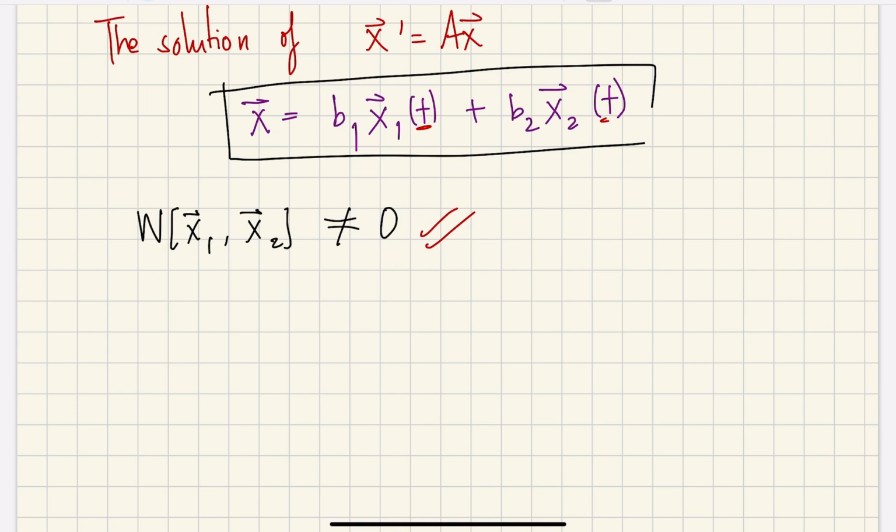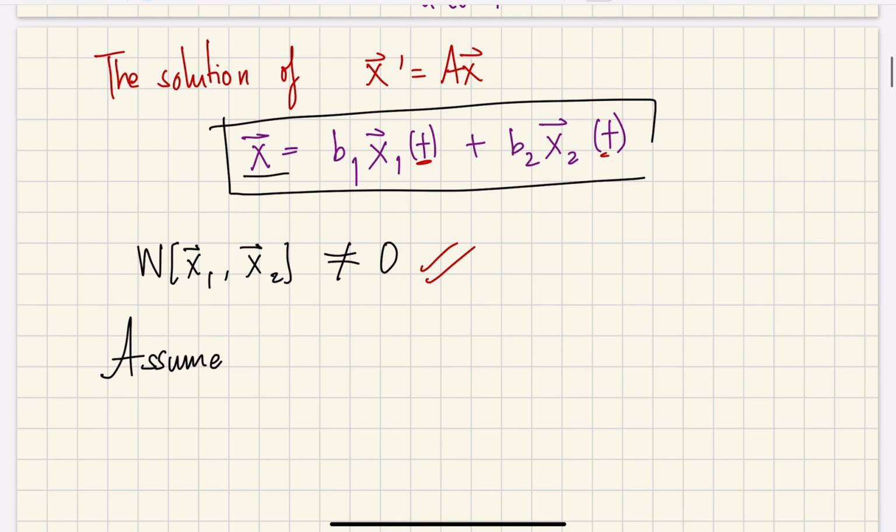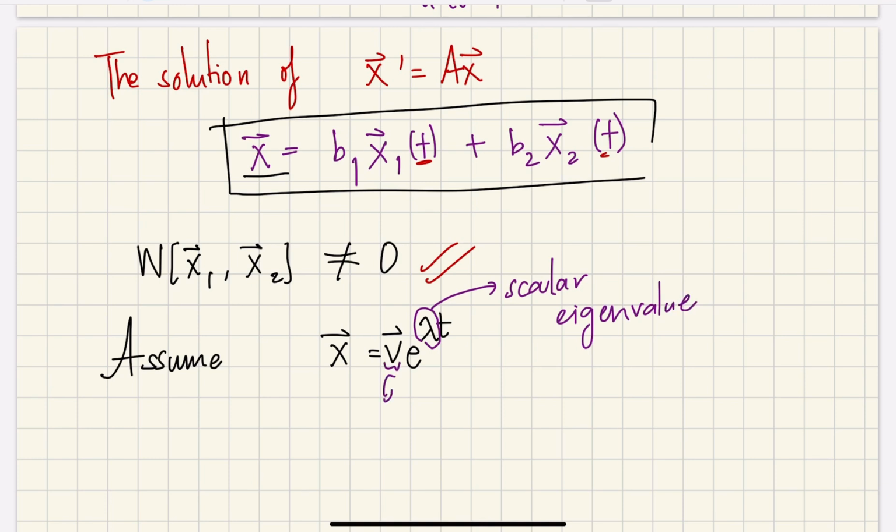So let's solve these. We will make a kind of a big assumption here for the form of our solution, which is we will assume that our solution, this, has this form, where this is a scalar and is actually the eigenvalue, and this is a constant vector and the eigenvector.